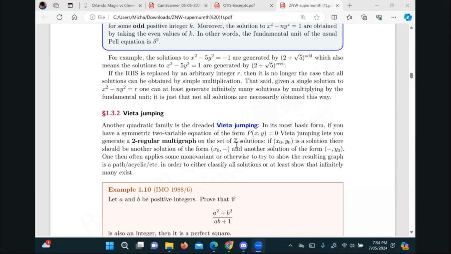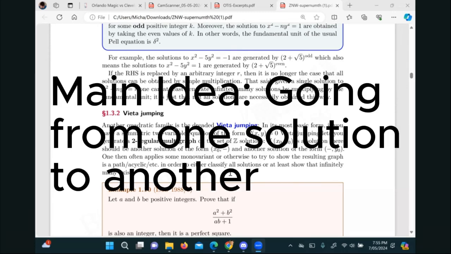Okay, so if (x0, y0) is a solution, there should be another solution of the form (x0, something), and another solution of the form (something, y0). I guess these are the two directions you can go. One then often applies some monovariant to try to show the resultant graph is a path, acyclic, in order to either classify all solutions or at least show that there are infinitely many.